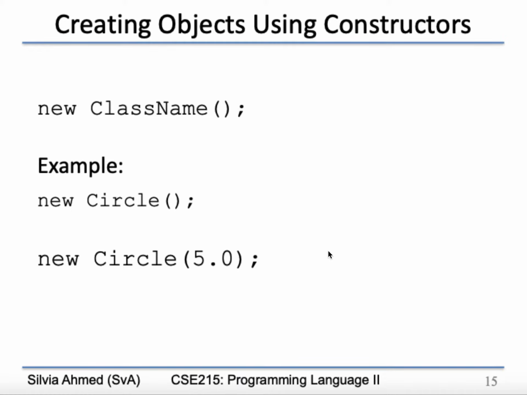So how do we call this? We put the new keyword here, and we have the class name as the constructor name, and we have the parenthesis pair. We can also pass some parameter inside the constructor like this. So new Circle() creates a circle with the default radius value. New Circle(5.0) creates another circle object where the radius field will be assigned the value 5.0.